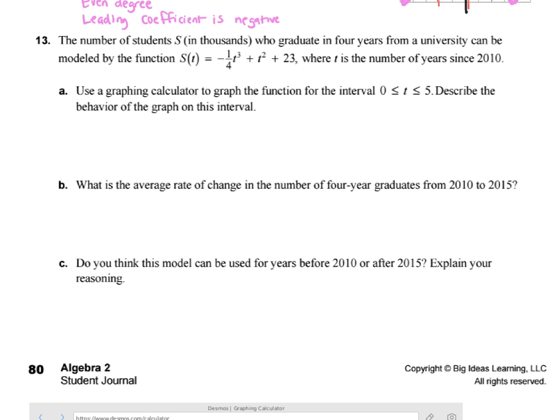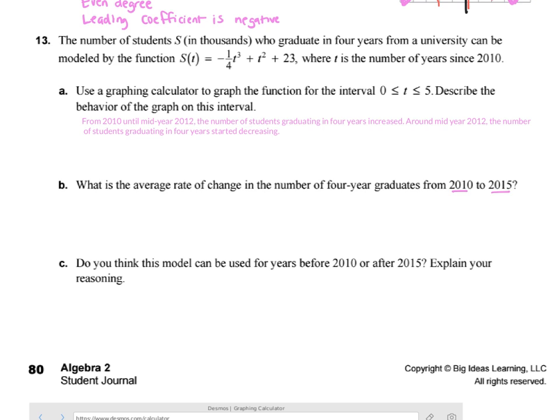Okay, for part B, the average rate of change in the number of 4-year students graduating from 2010 to 2015. So remember that average rate of change is just asking us for the slope. So we need 2 ordered pairs. They're giving you the x values, and we have to plug them in to get the y values.